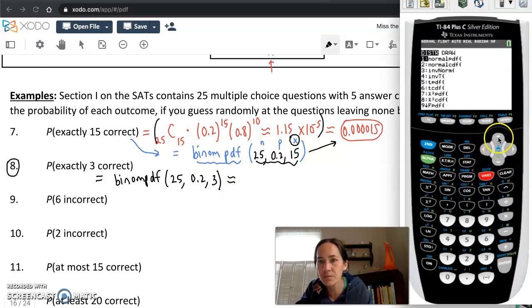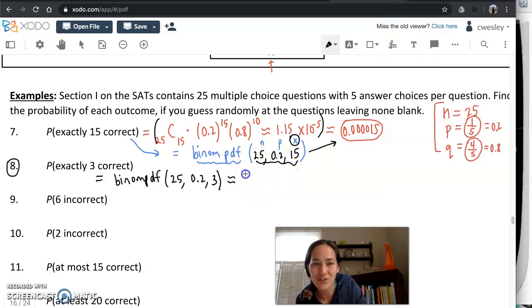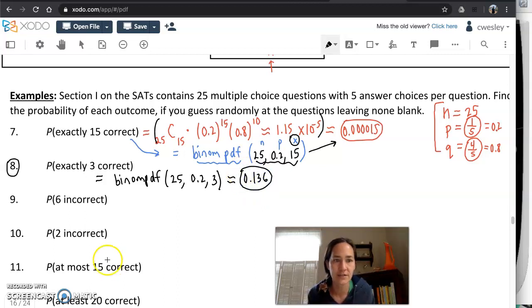Second distribution. I want to scroll down to binompdf, so letter A. And then let's use 25 still as the number of trials, 0.2 as the probability of success, but we're changing the desired successes to just 3 right answers. I really hope that doesn't happen on the SATs, but you have a stronger chance of this happening. 0.136 when rounded. Okay, so that's for one case of exactly a certain number of successes.